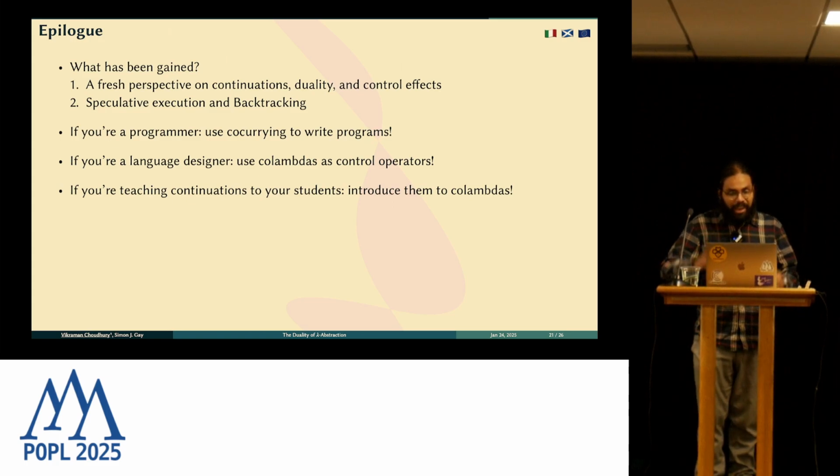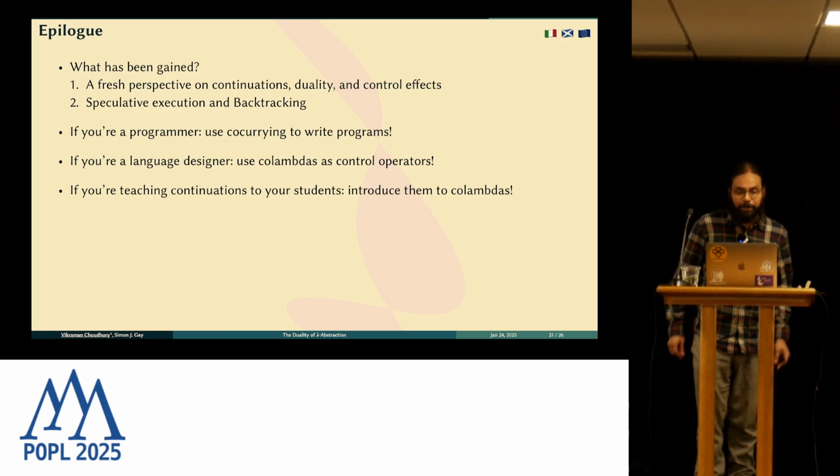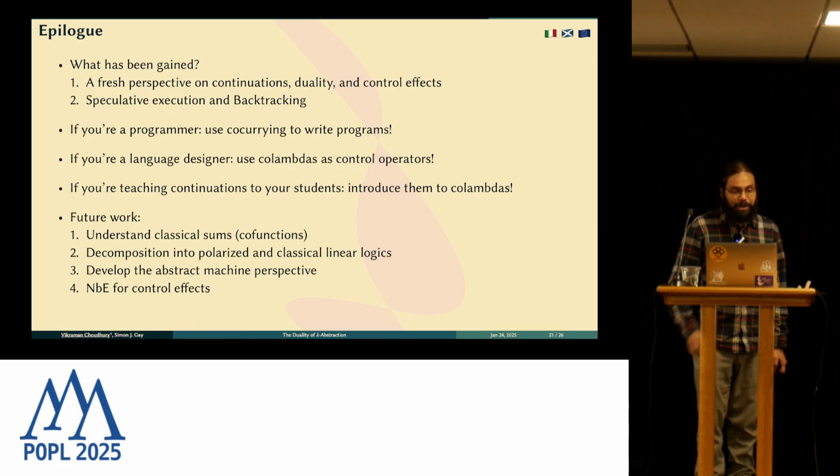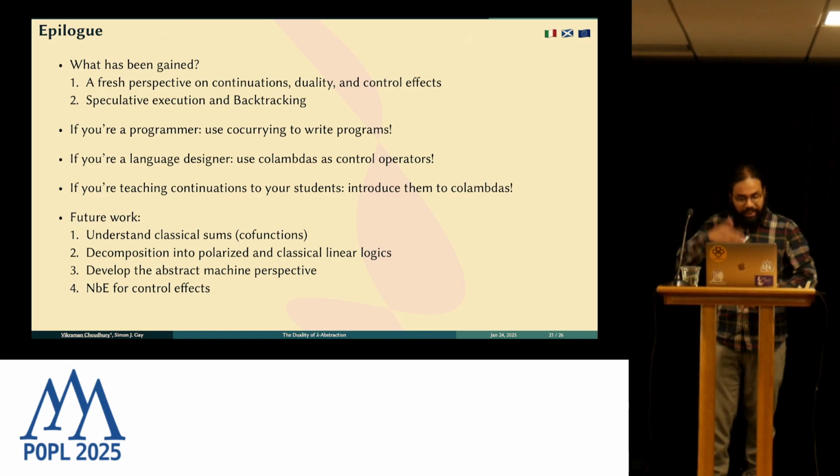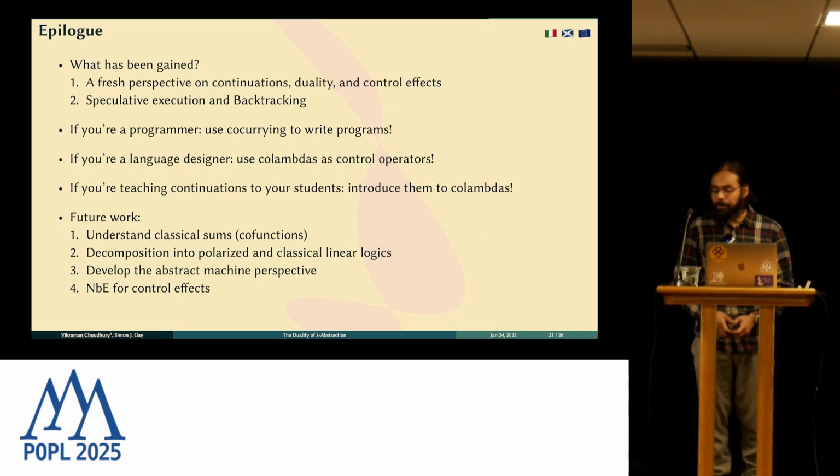So I'm happy to tell you more offline about co-lambdas, but if you're teaching your students continuations, maybe you'll tell them about co-lambdas, or if you are programming, maybe you'll think about co-lambdas instead of call CC. There's a lot more to understand about these things. I think this point of view of classical sums and their proof theory, and I'm thinking about a bunch of these things. All right, I'll stop here.